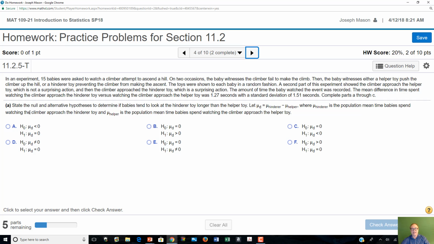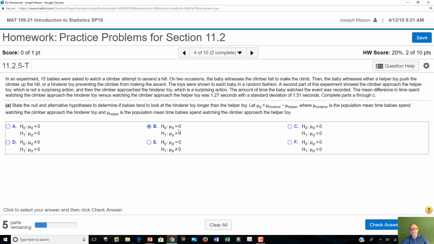Now down here it says state the null and alternate hypothesis, determine if babies tend to look at the hinderer toy longer than the helper toy. Well, the difference is hinderer minus helper. So if I want to determine they look at the hinderer toy longer, that means I want the time on the hinderer to be larger than the time on the helper. So if the hinderer is larger than the helper, hinderer minus helper is going to be greater than 0, right? So I'm going to assume that it equals 0, and then I want to show greater than.